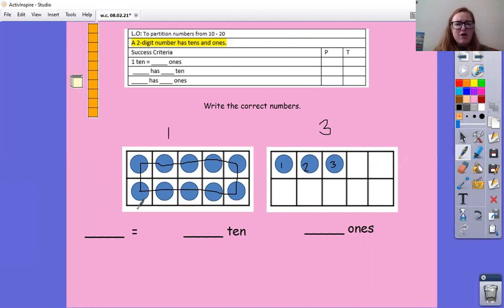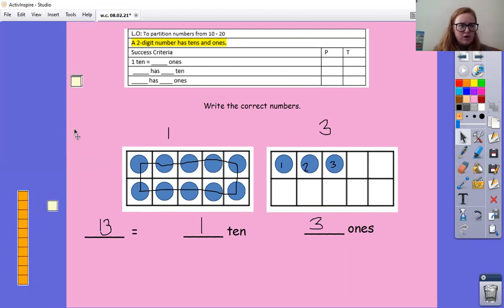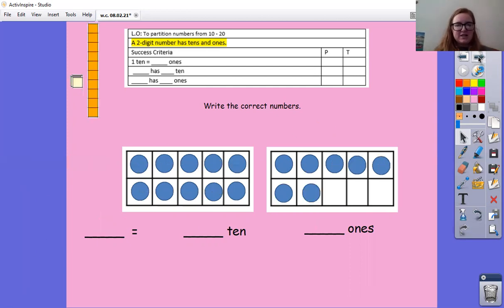Fantastic. So I'm going to write that as a number. How am I going to write it? I'm going to write it as 1 ten and 3 ones, and that is 13. And if I was going to represent this with my cubes, I could say it has 1 ten and 3 ones. 1, 2, 3. This is a different representation of the same number, the number 13. Fantastic.